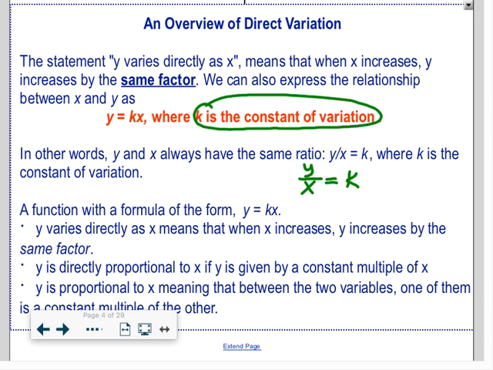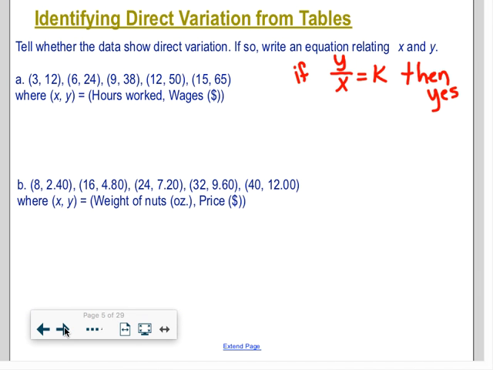And it says, identifying direct variation from tables. Tell whether the data show direct variation. If it's yes, write the equation. So in letter A, I have a set of ordered pairs. What I want you to write down is this: if you take all the y's divided by their corresponding x's and you get the same constant, then it's yes. Write that down. So when you have ordered pairs, you take y divided by x and see that you get the same constant. So try that in A and B.